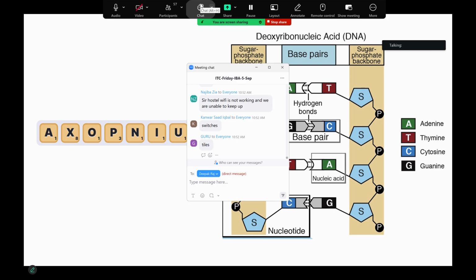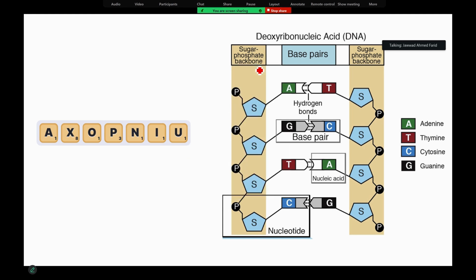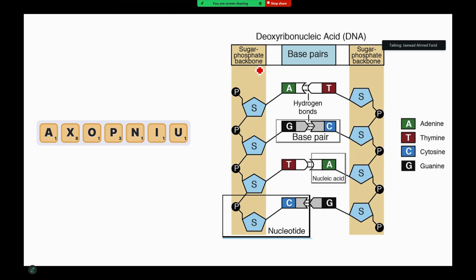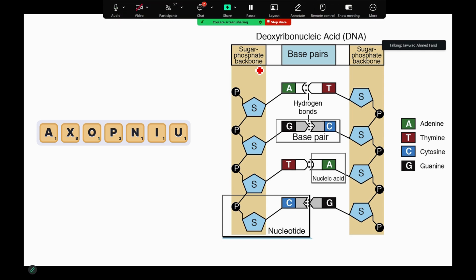What do they look like? They look like tiles. Guru, you're right. They look like tiles. The base pairs look like tiles. And what are you doing? What do you do with tiles? You make words with tiles. So when you play around with base pairs, what are you playing with? You're playing with DNA. So Scrabble में आप क्या करते हैं?